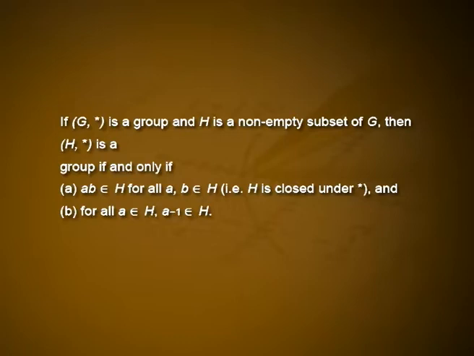Theorem. If G star is a group and H is a non-empty subset of G, then H star is a group if and only if A, ab is an element of H for all a, b elements of H, that is, H is closed under star. B, for all a elements of H, a inverse belongs to H.